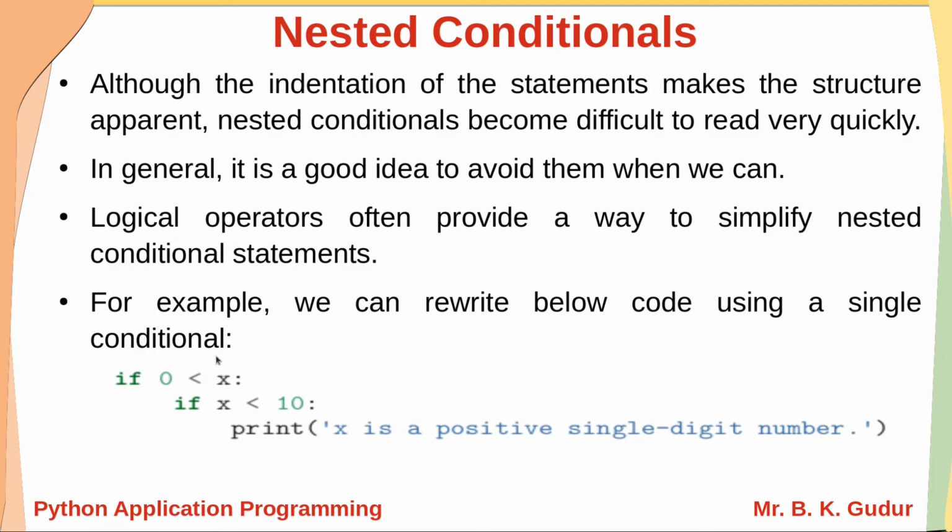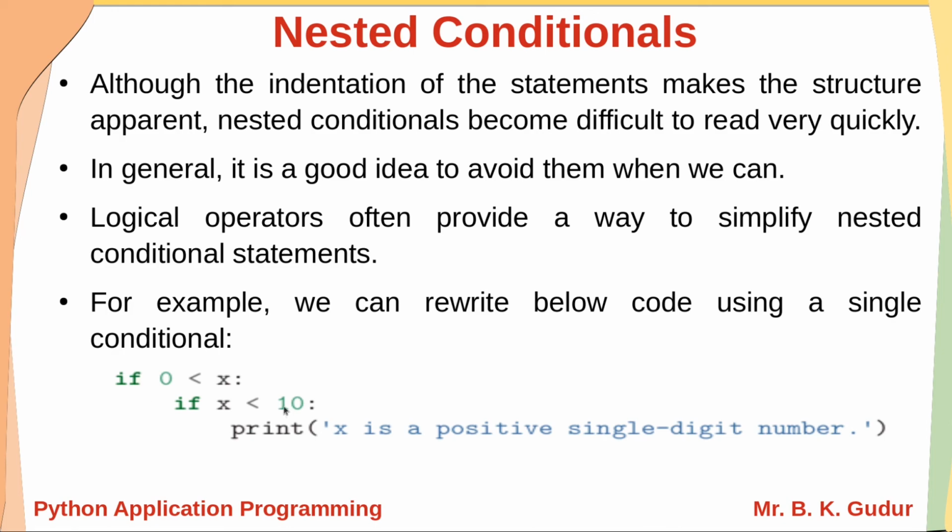Like, dear students, for example, we can rewrite the code below using a single conditional statement. What this code is: if 0 is less than x, within this, if x is less than 10, then print x is a positive single digit number. Means two conditions should become true to execute this statement. What are the two conditions? One is x should be greater than 0, and second one is x should be less than 10. Nothing but x should be a single digit positive number.